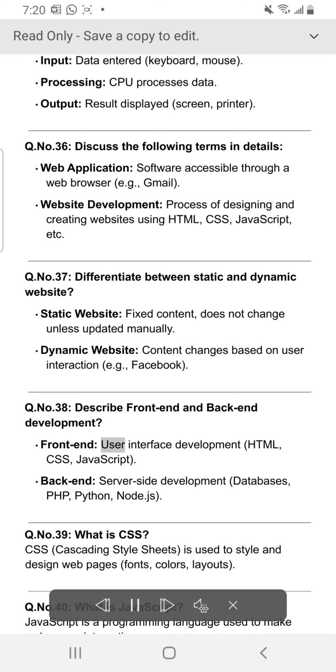Front-end: user interface development, HTML, CSS, JavaScript. Back-end: server-side development, databases, PHP, Python, Node.js.